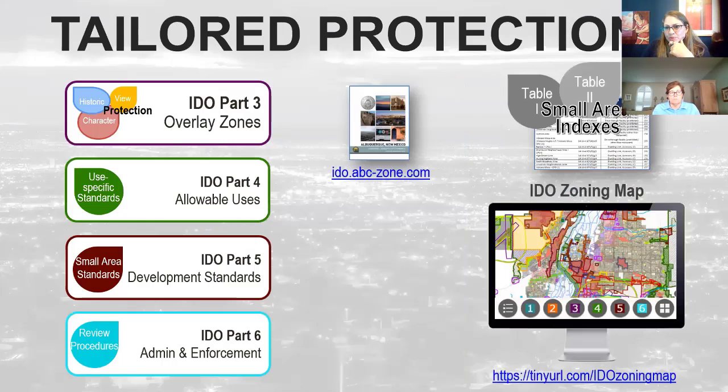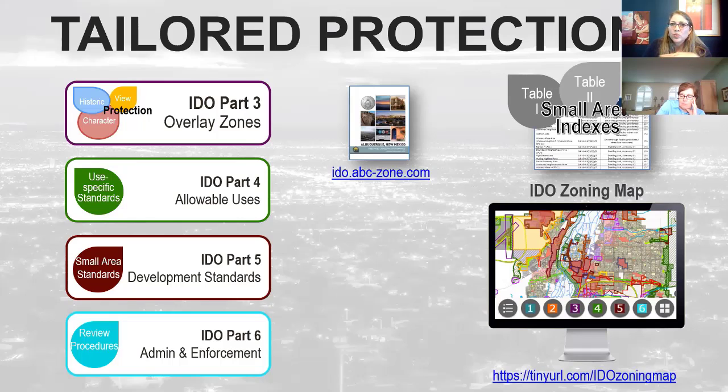In terms of tailored protections for those special places, you find them throughout the document in each of these content areas. And to make them a little bit easier to find, we have both the IDO zoning map that I mentioned before, where the buttons track with the sections of the IDO. We also have, I don't know if any of you use it, but indexes at the front of the document. There are two tables that list every small area that has a special rule in the IDO. And the first table has all of those rules in order of the IDO.